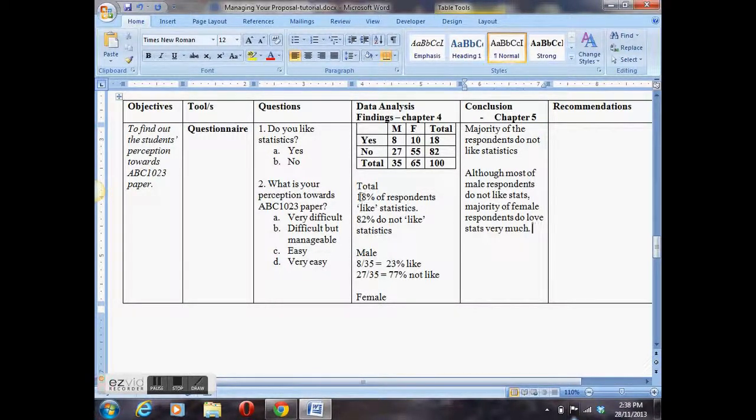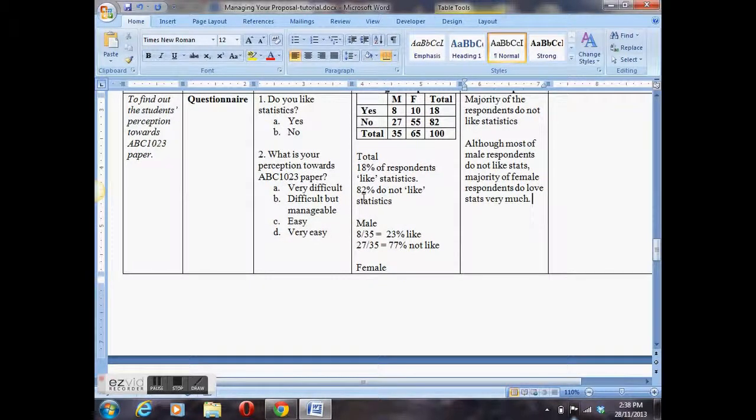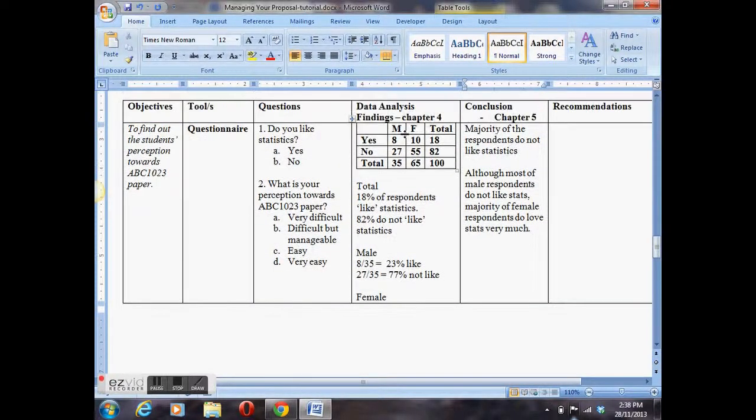So this is the conclusion for this objective. If we go back to this objective, to find out the students' perception towards the statistics paper, now we have the answer. How do we get the answer? From this table, from our questionnaire, we analyze. Now we know that 18% of my respondents like statistics, 82% do not like. That is giving us the answer for this issue.